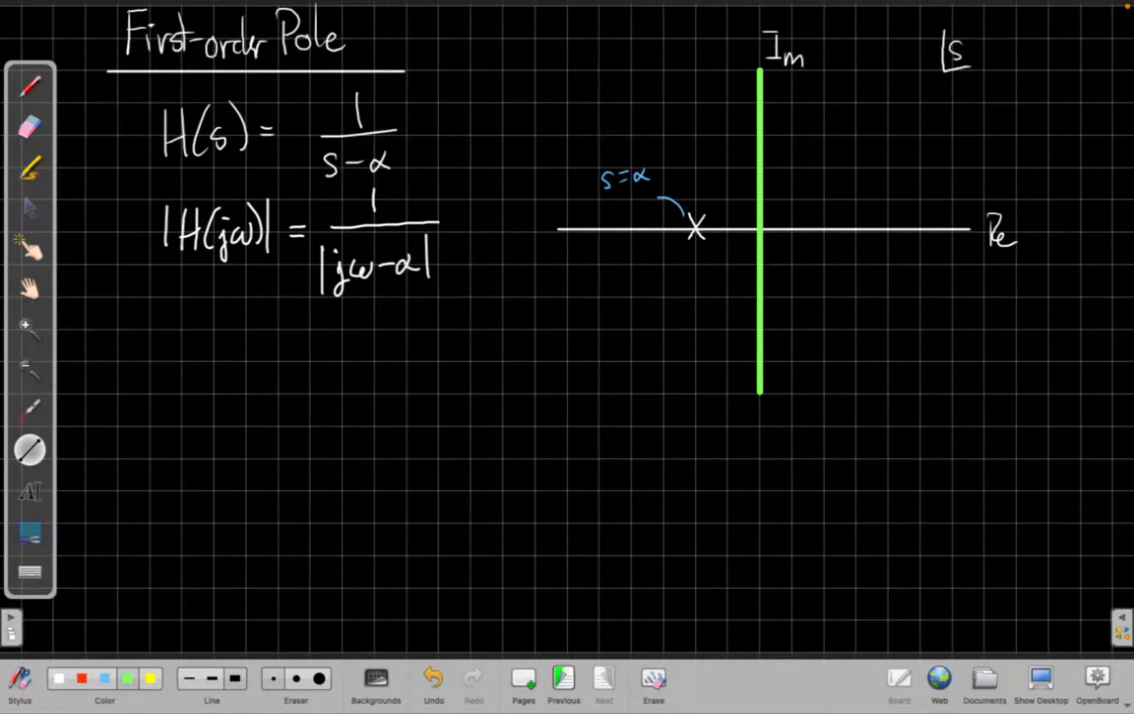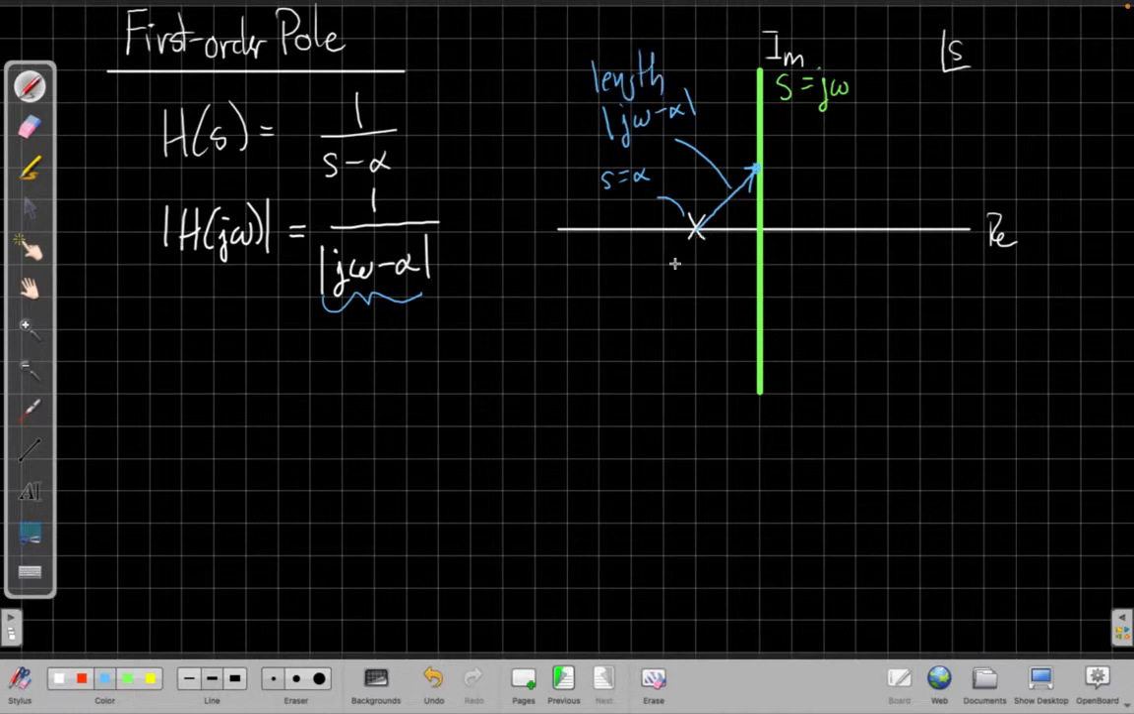Right, so that green stripe is s equals j omega. And so this is the imaginary axis where we're evaluating the frequency response. So this vector, j omega minus alpha, like I just said a second ago, is the vector that runs from the pole for a given value of omega. For some specific value of omega, it's this vector here. So this denominator, the magnitude of that vector, is the length. So the magnitude of j omega minus alpha is the length of that vector.